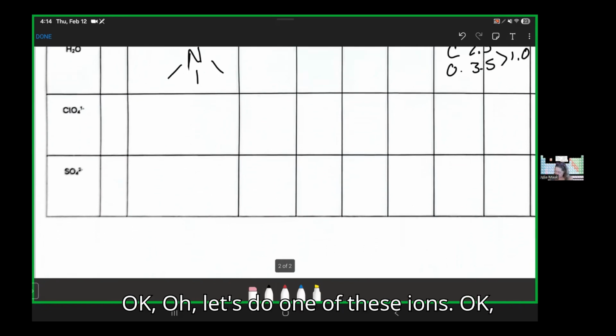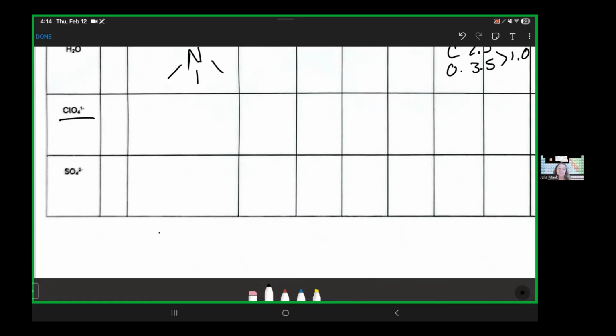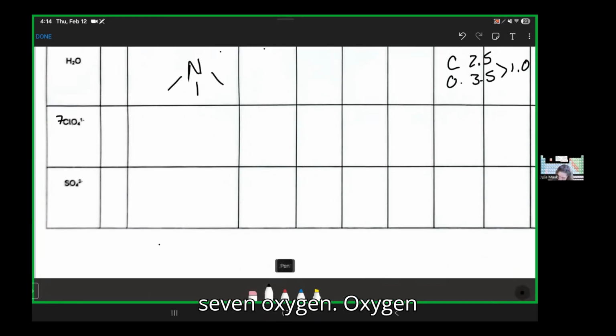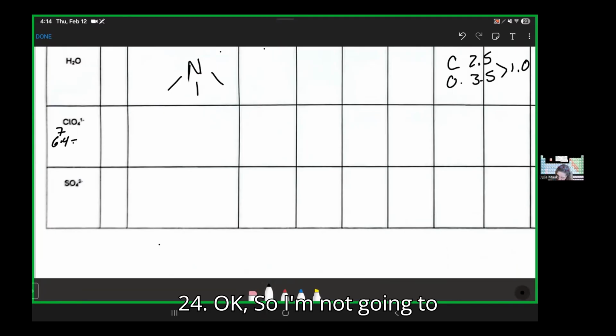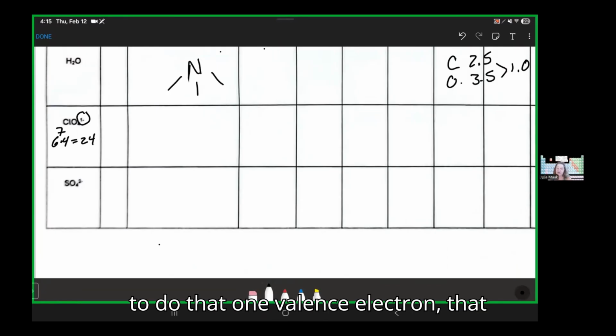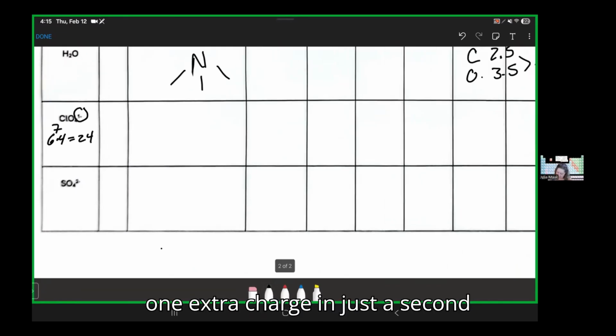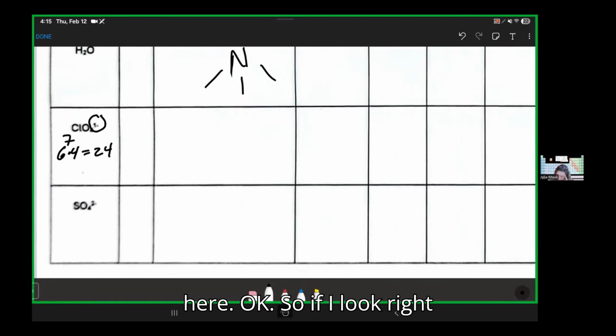Oh, let's do one of these ions. So we've got ClO4 with a -1. Counting our valence, chlorine is a halogen, so he has 7. Oxygen has 6 each. There's 4 oxygens, so 24. I'm not going to worry about the charge yet. We're going to do that 1 extra electron from the charge in just a second. If I look right now, I have 31 valence electrons.